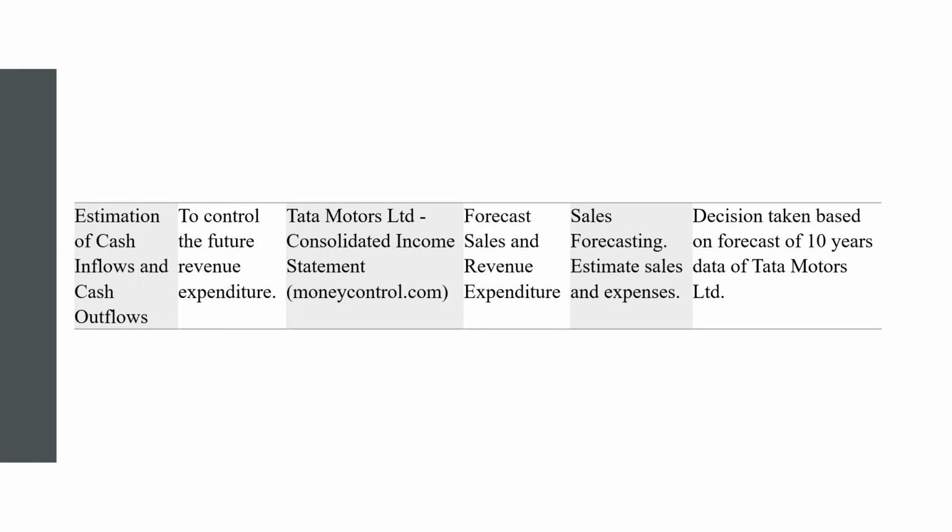So we are forecasting the sales because sales is said to be the independent variable. So here we are forecasting the sales first. Then we are going to take a decision. What will be the sales? And then what will be the desired revenue expenditure for the particular sales?